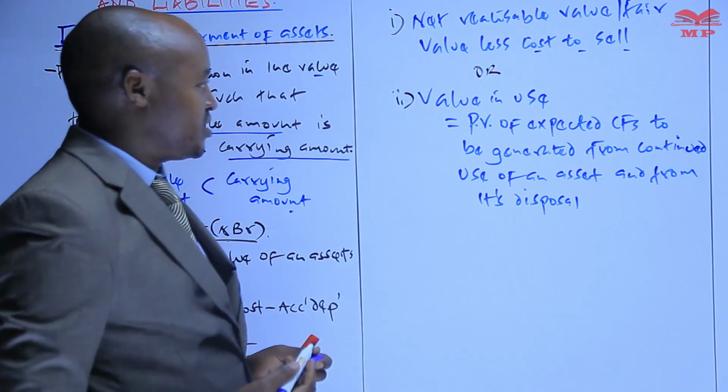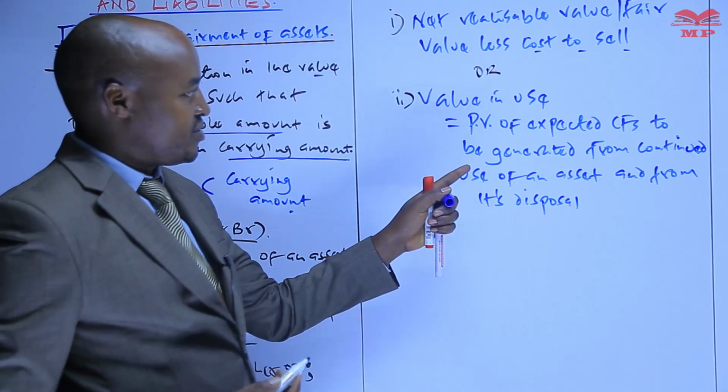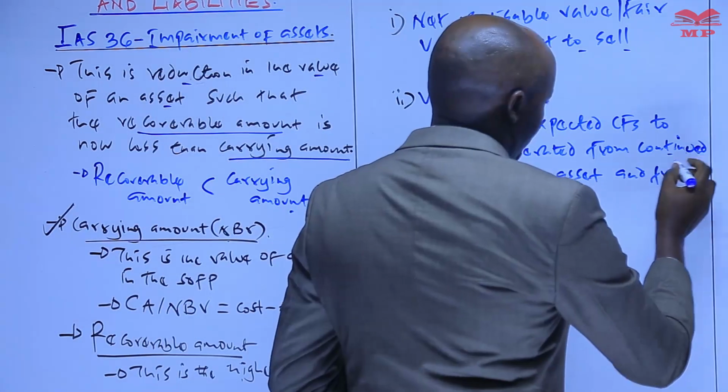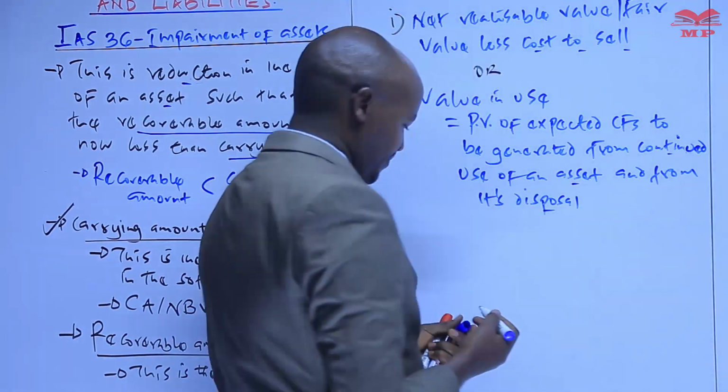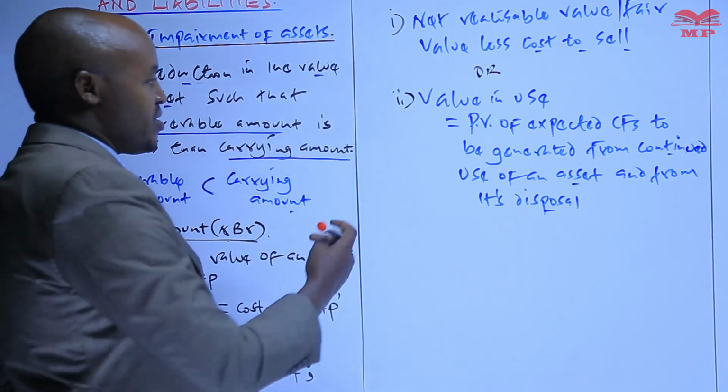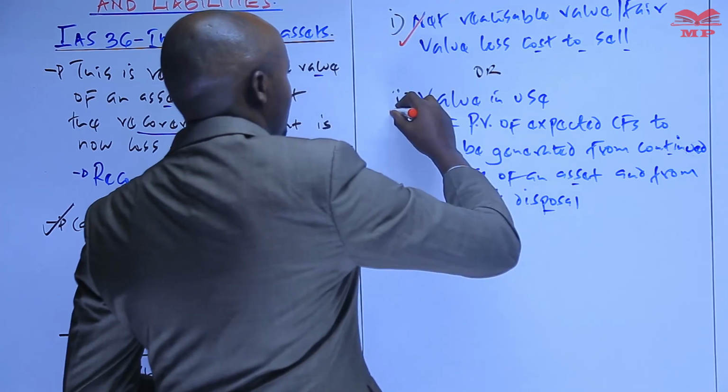So we discount, or we get the present value of the cash flows to be generated from the continued use of the asset and also from its disposal. So once you have these two values, for you to get the recoverable amount, you take the value which is higher than the other.